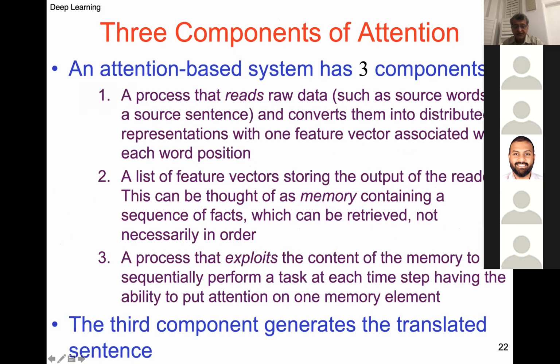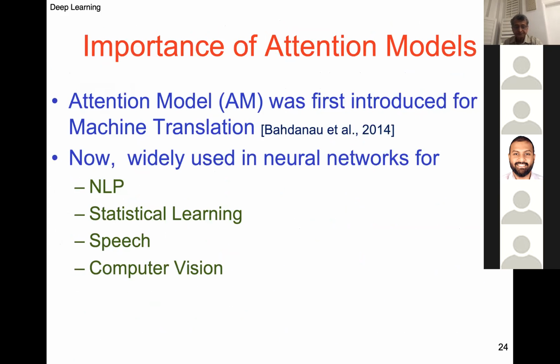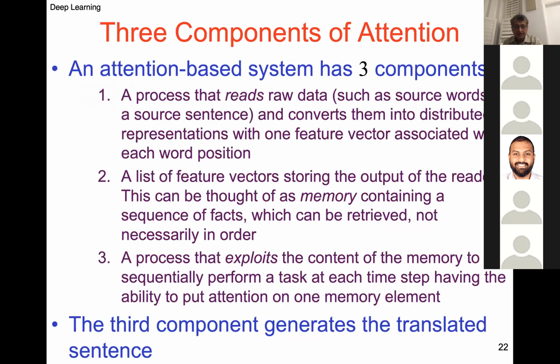So an attention-based system has three components. A process that reads raw data, such as source words in a source sentence, and converts them to distributed representations, with one feature vector associated with each word position. I've got some more examples coming up that will illustrate this better. A list of feature vectors storing the output of the reader. This can be thought of as a memory containing a sequence of facts which can be retrieved. A process that exploits the content of the memory. Okay, so there is more to the three components of the attention mechanism.